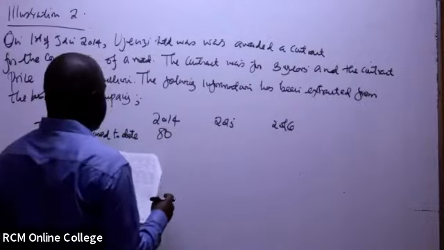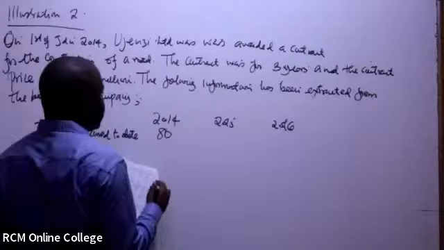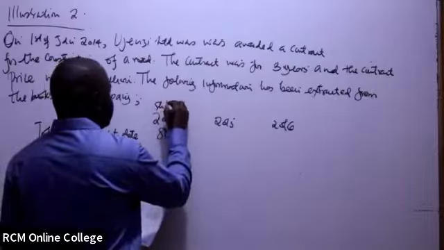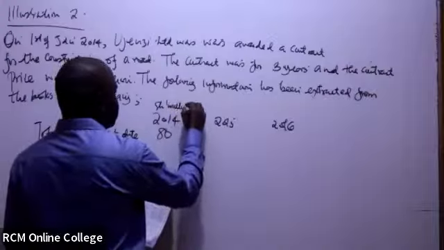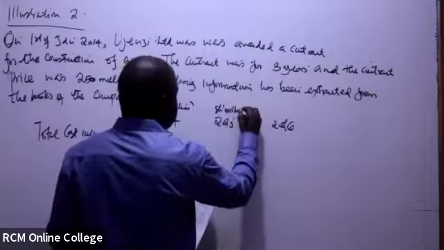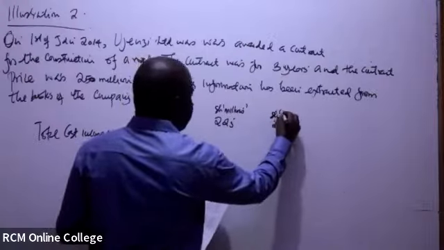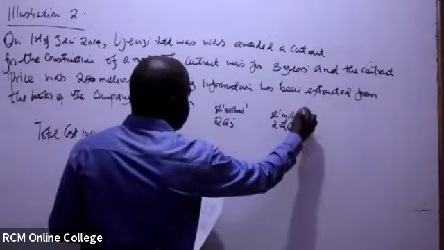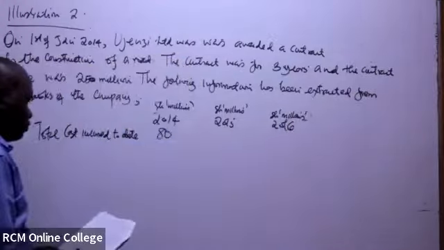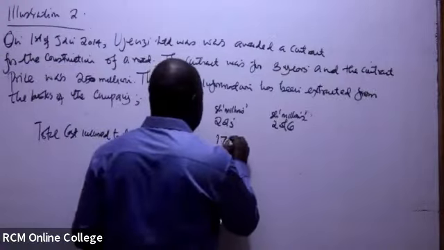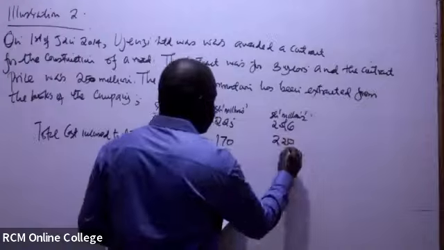So the figures are actually in millions. So you can say in this case shillings in millions. So for this particular facet, it was actually 80, then 170, then 220.